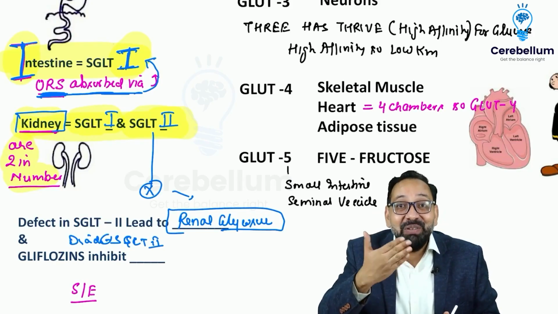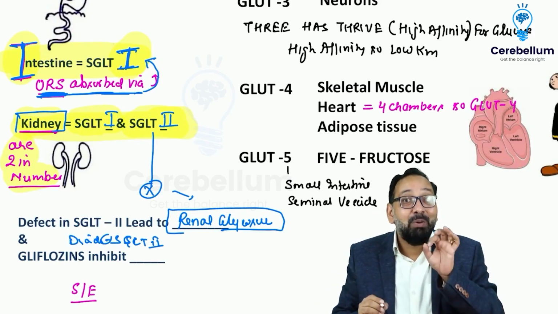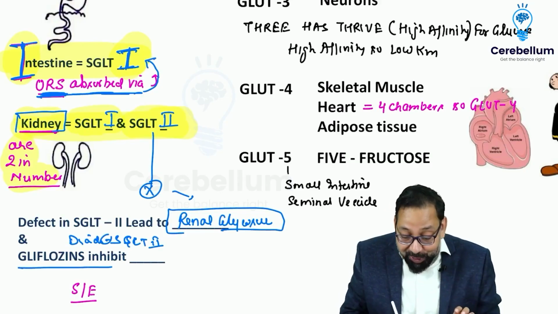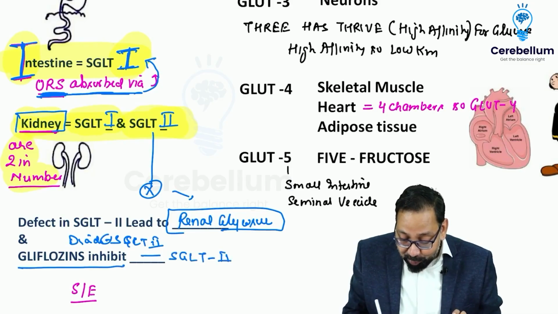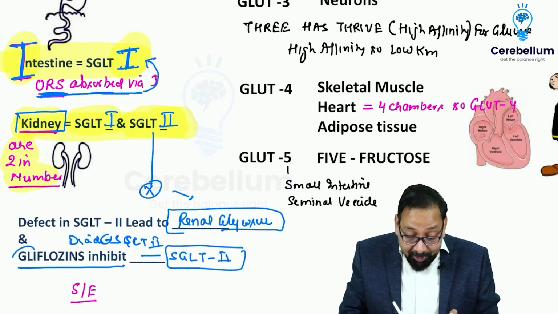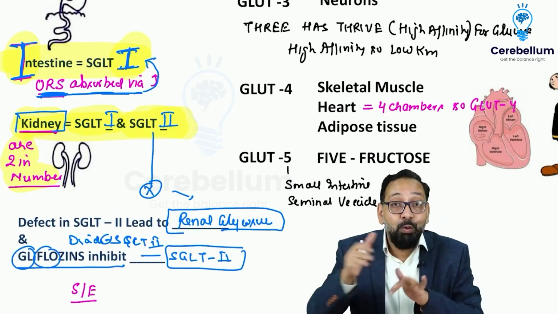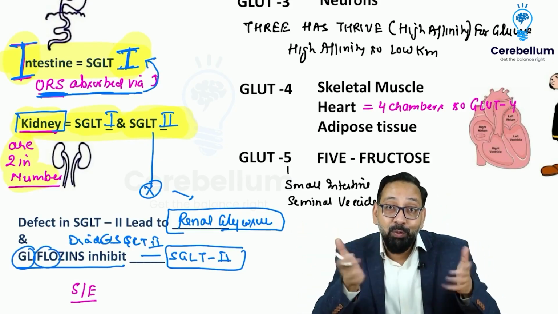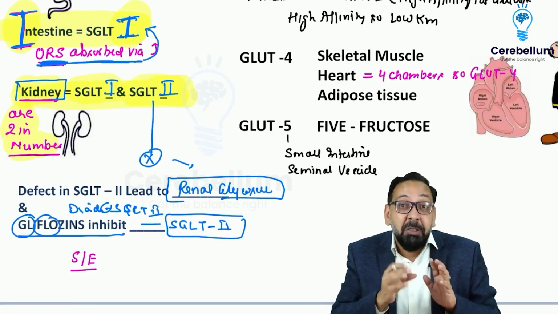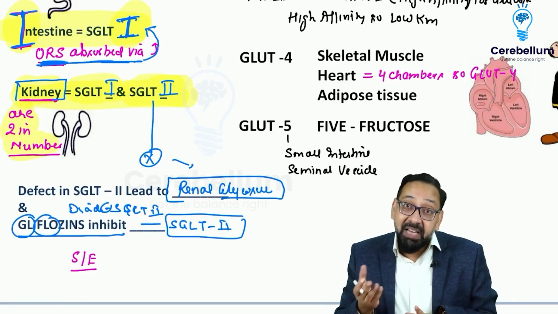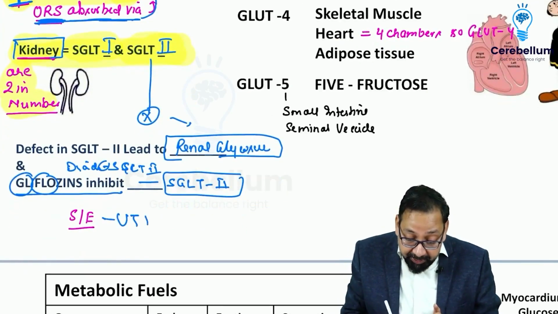Oral hypoglycemic drugs, gliflozins, inhibit SGLT2. Mnemonic: gluco flow हो जाने दो. Yes, glucose को flow हो जाने दो. They act by inhibiting SGLT2, and when glucose comes in urine, the side effect may be UTI, recurrent UTI may be there.